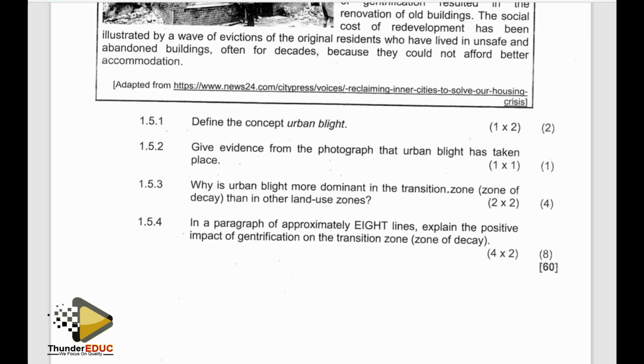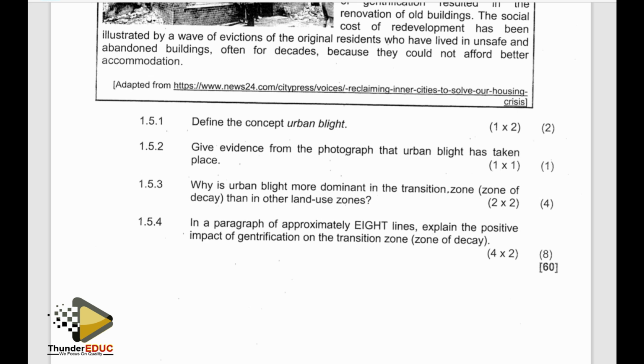Why is urban blight more dominant in the transition zone or zone of decay than in other land use zones? There is a specific zone where urban blight is much pronounced. That zone of transition where we are moving from the CBD going to some residential areas. It's a zone where there is a mix of functions, not a very clear function. We have one dominating activity, but there is an intermixing of different functions of the urban settlement within the same zone. That is the zone of transition, which immediately falls on the periphery of the central business district.